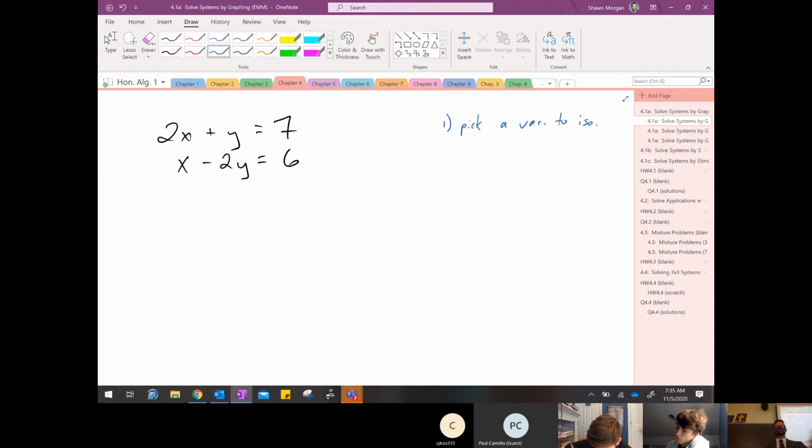So we want to pick a variable to isolate. It really does not matter which variable you pick, but if you want to save a little bit of time, then pick the one that's got a coefficient of 1. That's my recommendation. So because we solved for y already in the other example that we worked, why don't we get x by itself in the second equation here? Okay, so what that's going to look like is x equals 2y plus 6. Just added 2y to both sides, right? Savvy?